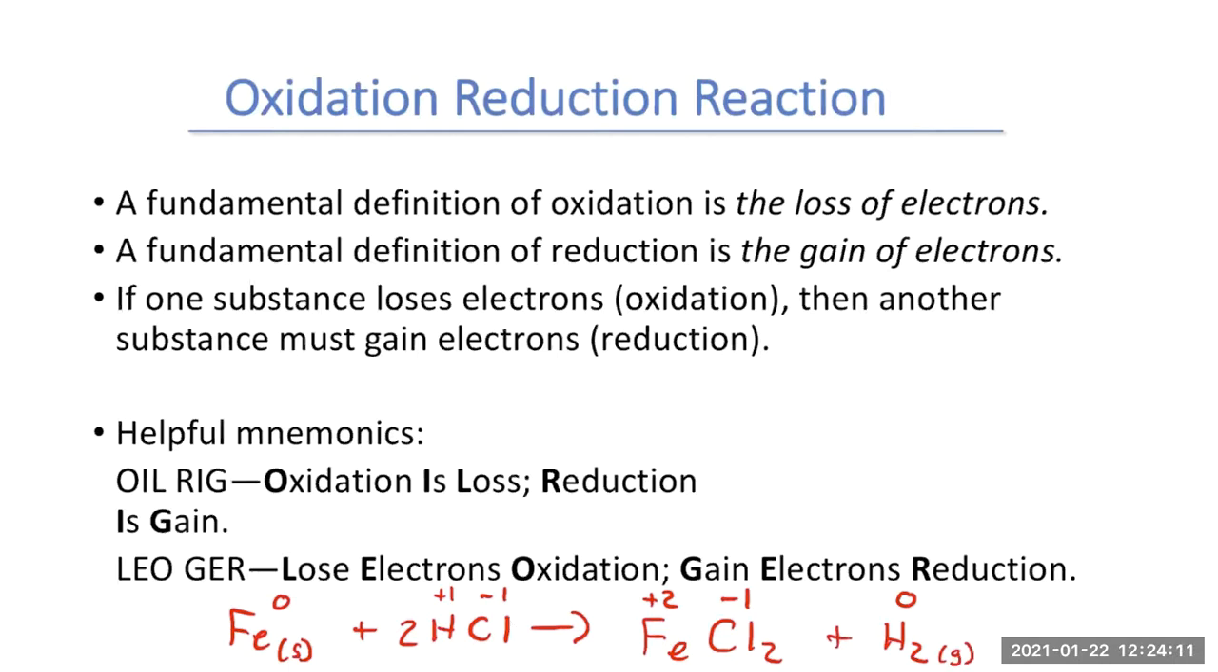The chlorine, you can see, stays the same. It's a -1 on the reactants, it's a -1 on the products. The hydrogen went from a +1 to a 0. So the hydrogen actually gained an electron. Since it gained an electron, it went through a reduction.